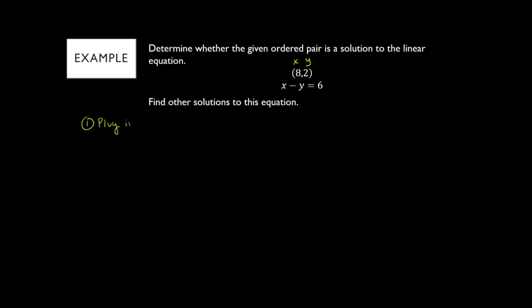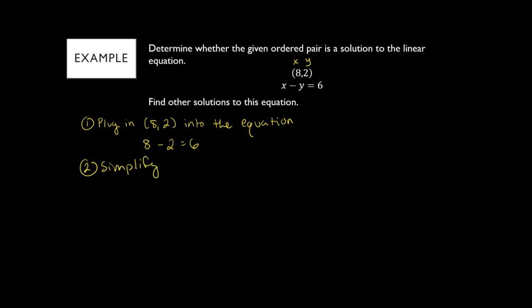So we're going to plug (8, 2) into the equation. That is how we're going to determine whether it's a solution. So instead of x, our x value is 8. And then instead of y, our y value is 2. So I have 8 minus 2 equals 6. And then I simplify. So we're following the order of operations. 8 minus 2 is indeed 6. So we get 6 equals 6.